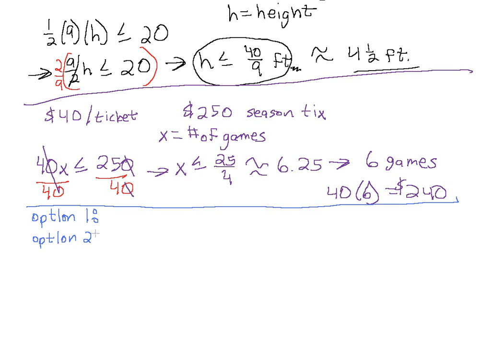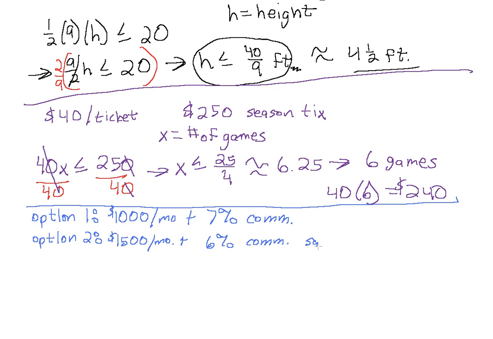You're able to pick the way your employer pays you, which is kind of cool. So you can either be paid $1,000 a month, this is called a base salary, plus 7% commission on sales. So this is option one. Or you can be paid $1,500 a month. So the option two base salary is $1,500 plus a 6% commission on sales over $5,000, or sales greater than $5,000.